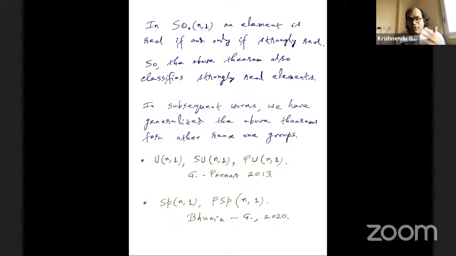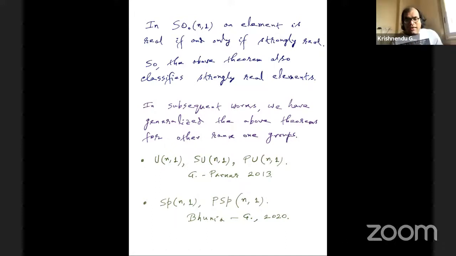Now one can also ask more general questions, like you have these rank 1 symmetric spaces. So there are complex and quaternionic hyperbolic spaces. Now what about the question of classifying reversibility and strong reversibility for complex and quaternionic hyperbolic isometries? So in 2013, in a joint work with John Parker, we classified reversible and strongly reversible elements in this group SU(n,1), which acts as isometries of the complex hyperbolic n-space.